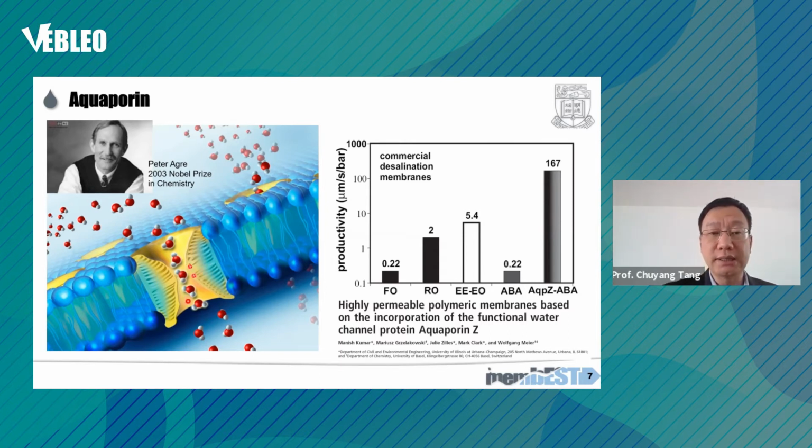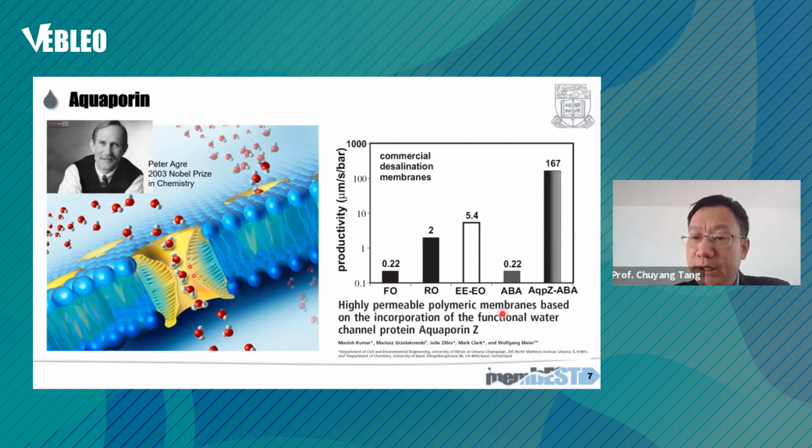And inside this water channel protein, water molecules will form a line, a stream of water molecules, and they can quickly pass through the channel inside the protein without experiencing much friction. So this makes the transport of water highly efficient.